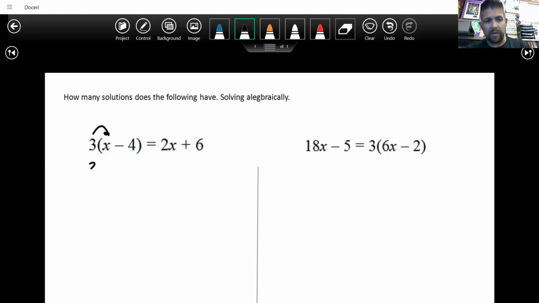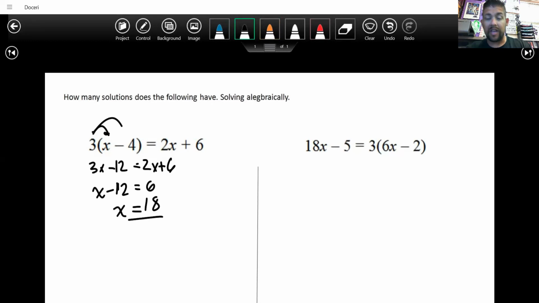So we have 3x minus 12 is equal to 2x plus 6. I'm going to subtract 2x to get negative 2 on both sides. Subtracting it, we're going to get 2. And then I'm going to add 12 to both sides, and I'm going to get x is equal to 18. Okay, done with that. Again, I'm showing you guys shorter steps, so I'm hoping you guys are getting these.